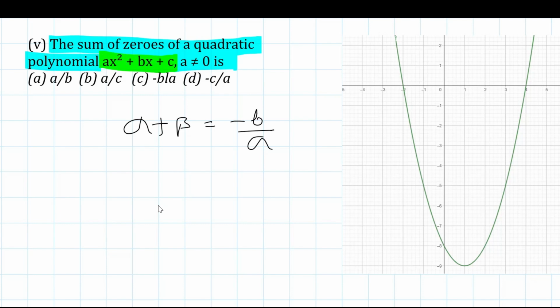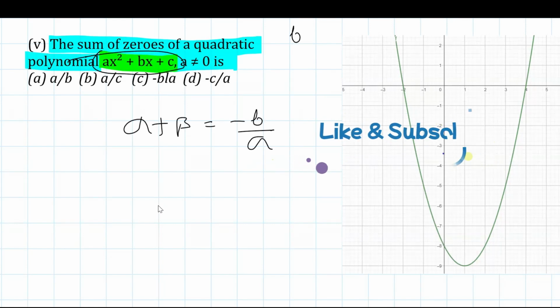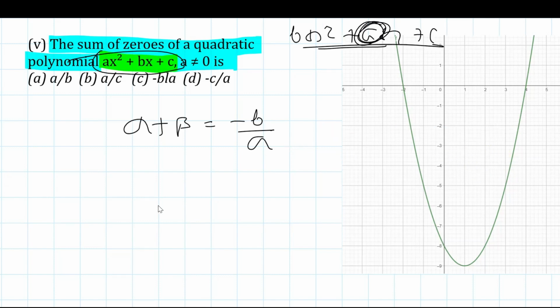Well, they haven't changed anything, right? This is what the standard. Sometimes they change it like this, right? B times x square plus a times x plus c, like that. In that case, this is our negative coefficient of x. But anyway, this is a very standard form. So we have a option here, that is minus b by a. That is option C is correct in this case.